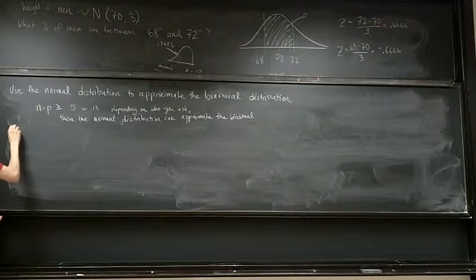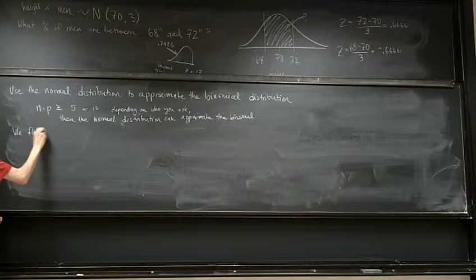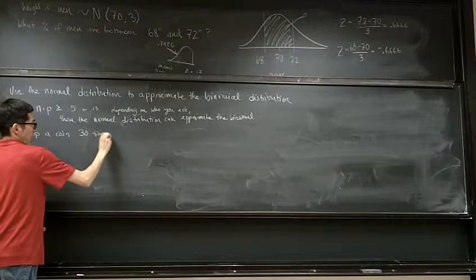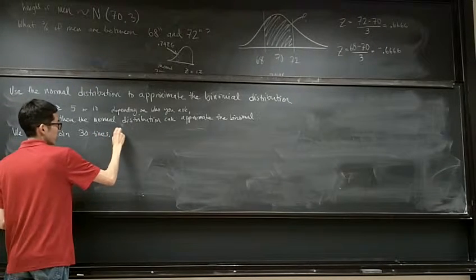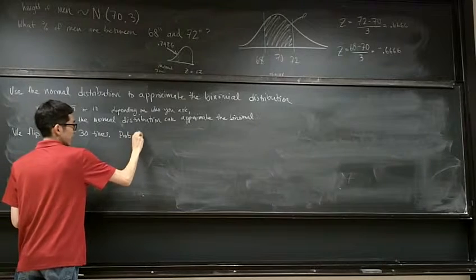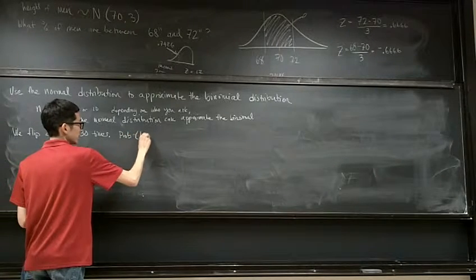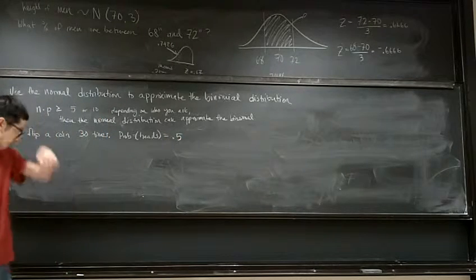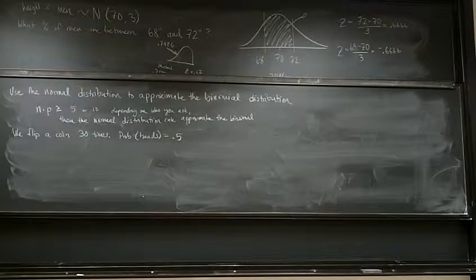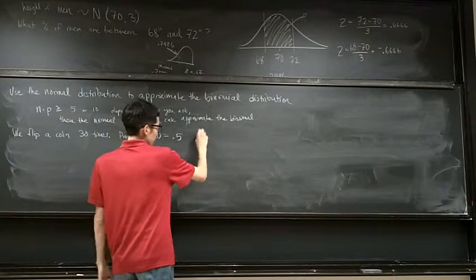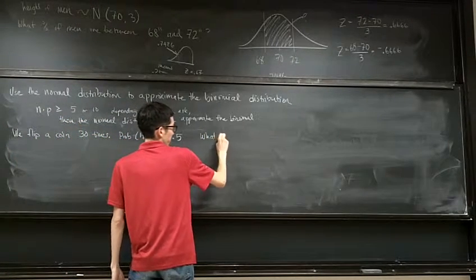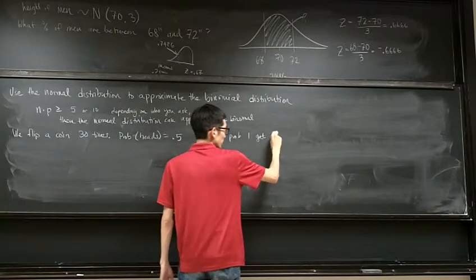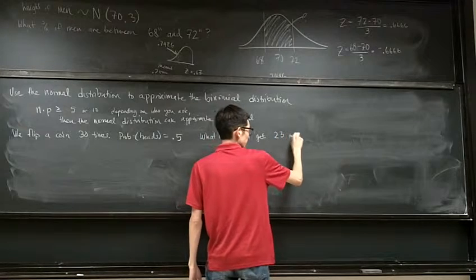Okay. So let's say we flip a coin 30 times, okay? Probability of heads is equal to 0.5. And let's say I ask the question, what is the probability I get 23 or more heads?